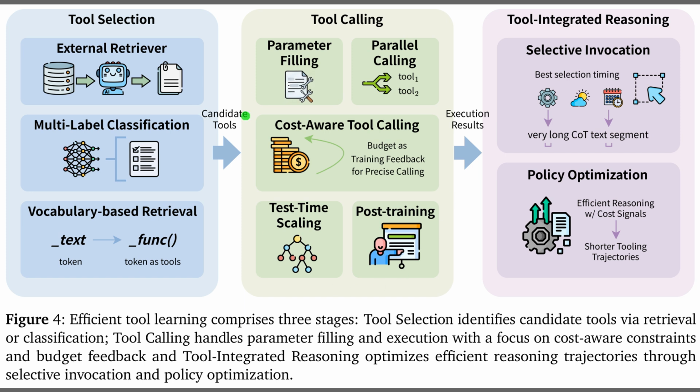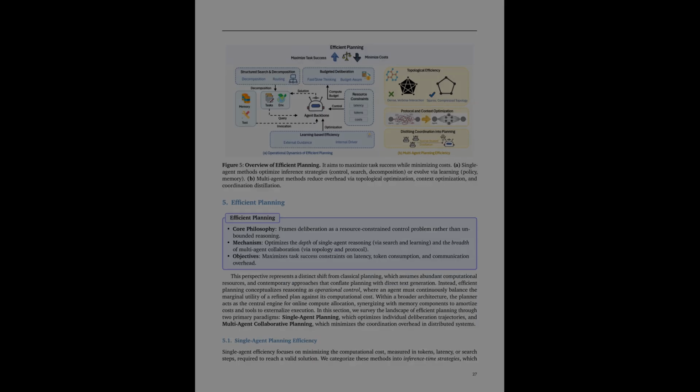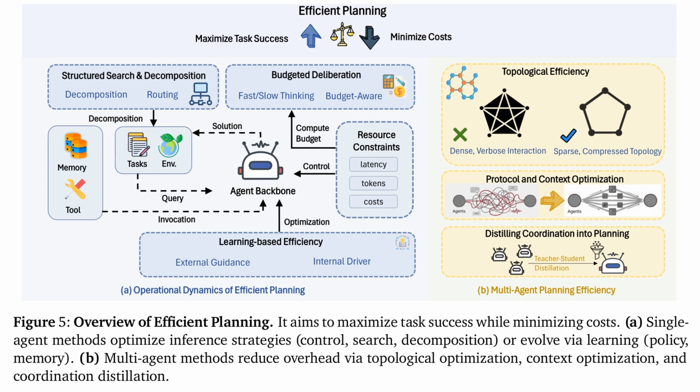In the middle, the tool calling panel focuses on execution mechanics, such as running tools in parallel or using budget constraints to limit expensive calls. Finally, the purple section on the right details tool integrated reasoning, which uses policy optimization to shorten the reasoning path and avoid unnecessary steps. Figure 5 outlines the third pillar: efficient planning.